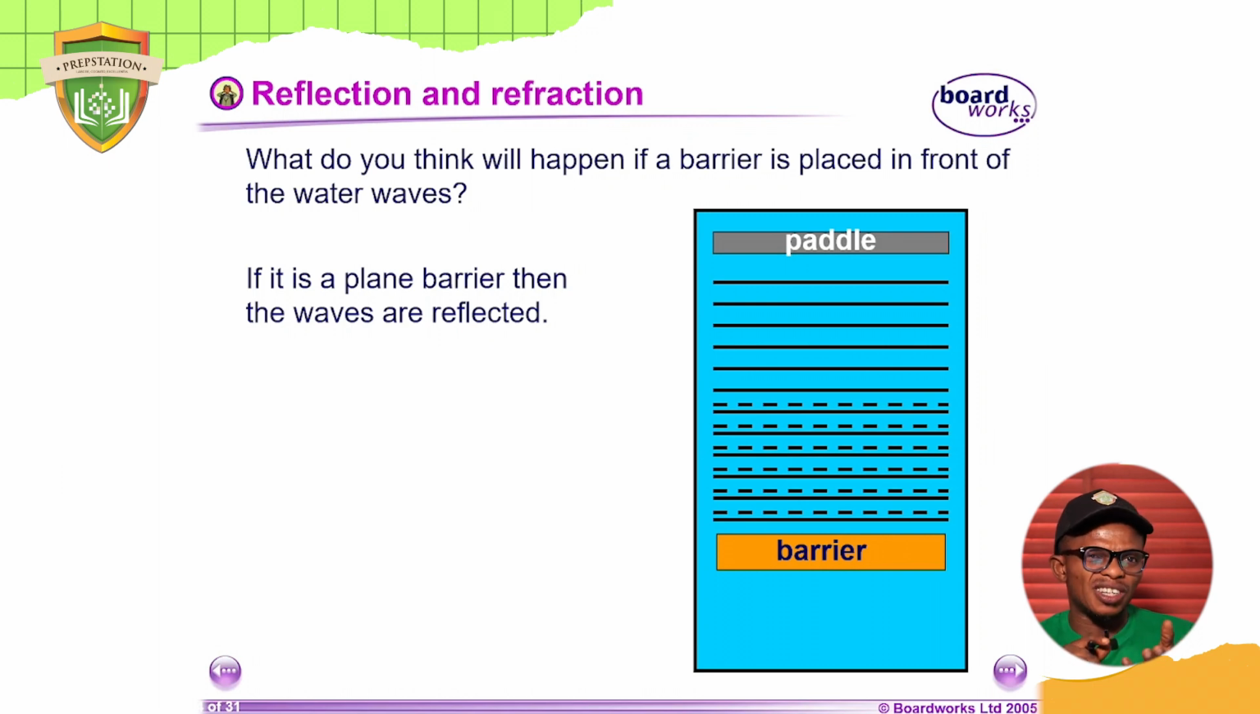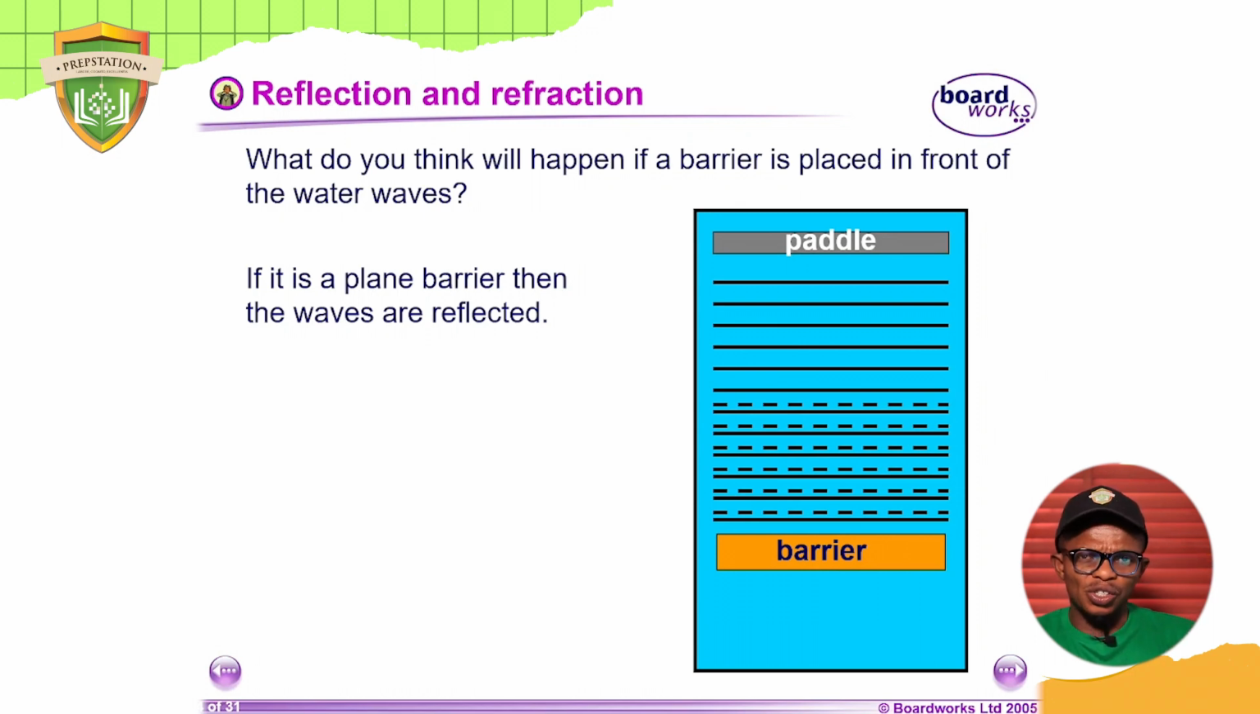What is reflection? It is the bouncing back of waves when they come across what? A barrier. Reflection is what? The bouncing back of waves. I've just demonstrated that in this animation. The waves were generated by the paddle. You saw the straight plane lines. But what happened? They bounce back. That is reflection. And this can go in any way.